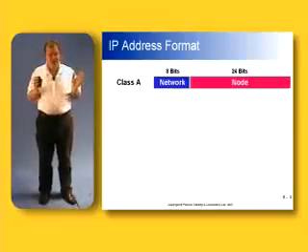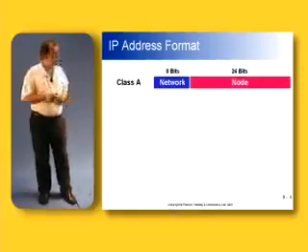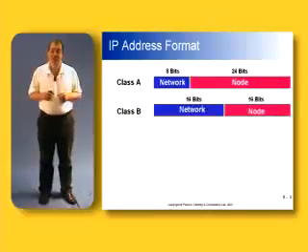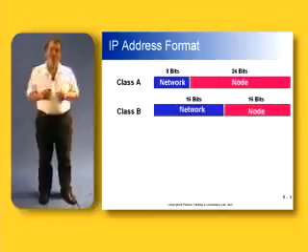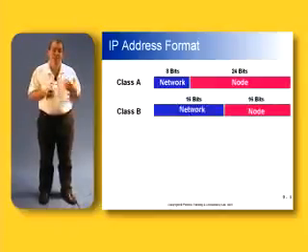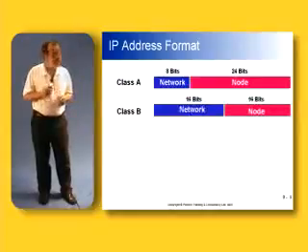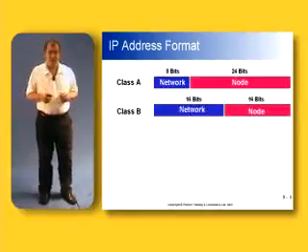So we'll give these to the big companies, the huge companies, the IBMs of this world, the Hewlett-Packards, the US government. They'll all get a Class A address. For medium-sized companies, we'll give them what we'll call a Class B address. A Class B address consists of 16 bits of networking space with 16 bits of host space. That means we've got 65,000 odd of these Class B networks, each one of which can support up to 65,000 hosts.